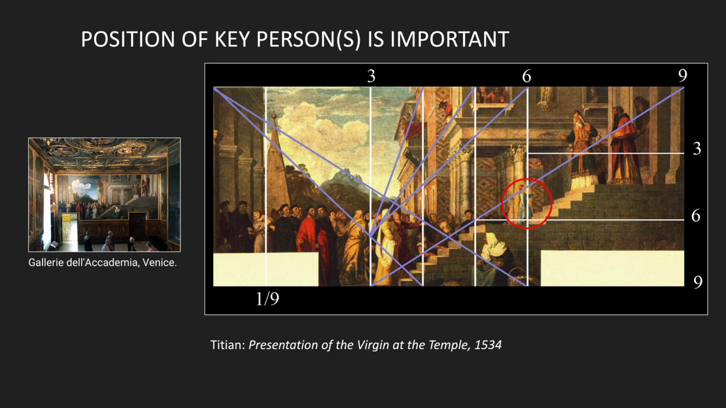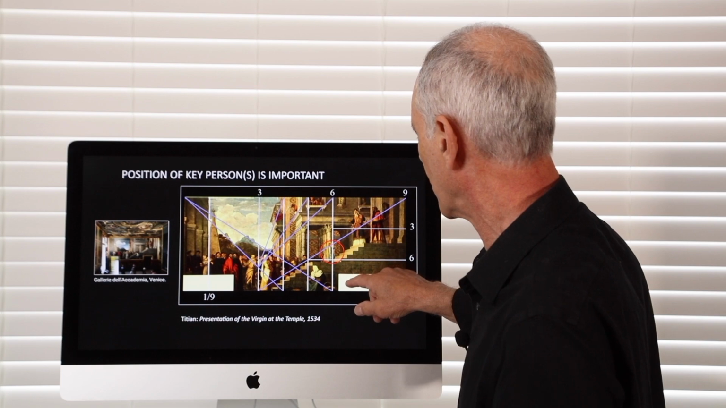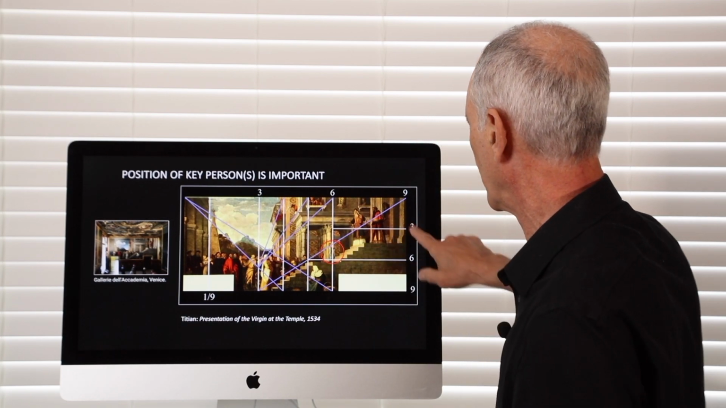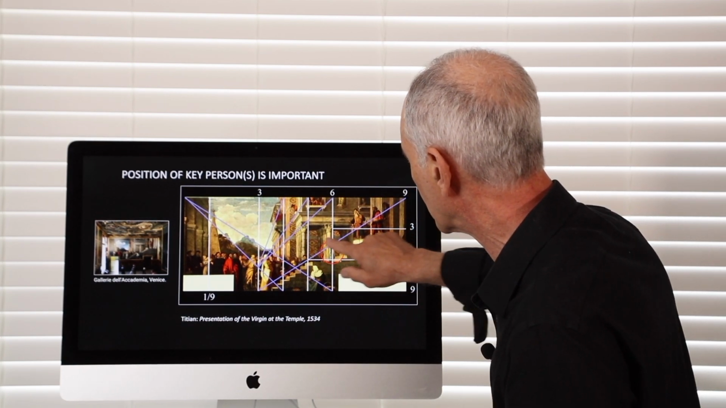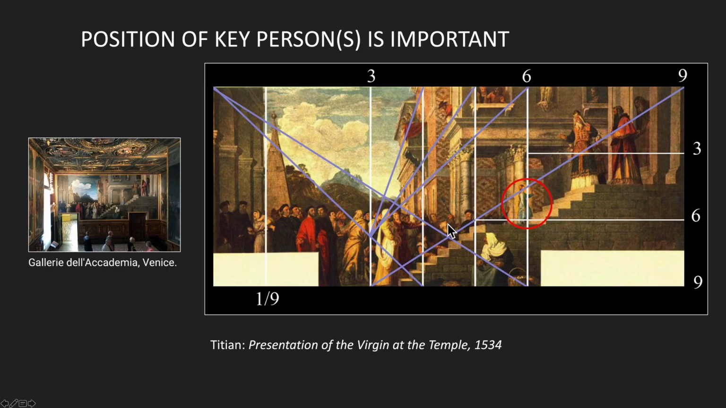We've looked at this painting by Titian before in Venice, the Presentation of the Virgin at the Temple, and this is a 369 composition, and you can see that she is right here in the middle of where the 6 and the 6 are. In other words, 2/3 of the way down, 2/3 of the way in. Here she is right here. Again, if you can, compose your image first and then place the people.